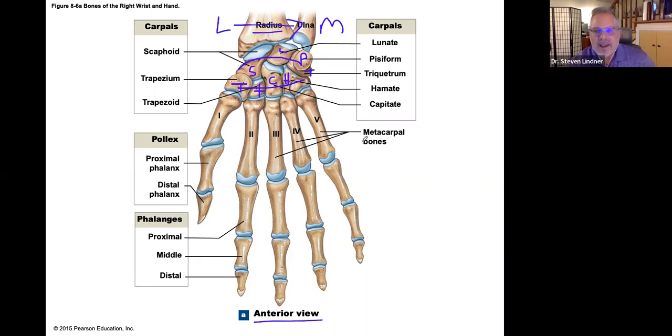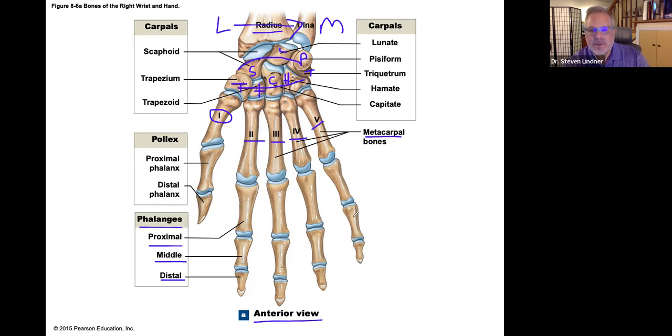Then we have the 5 metacarpals. Metacarpal 1, 2, 3, 4, and metacarpal 5. Then we have a proximal, a middle, and distal phalange or phalanx.